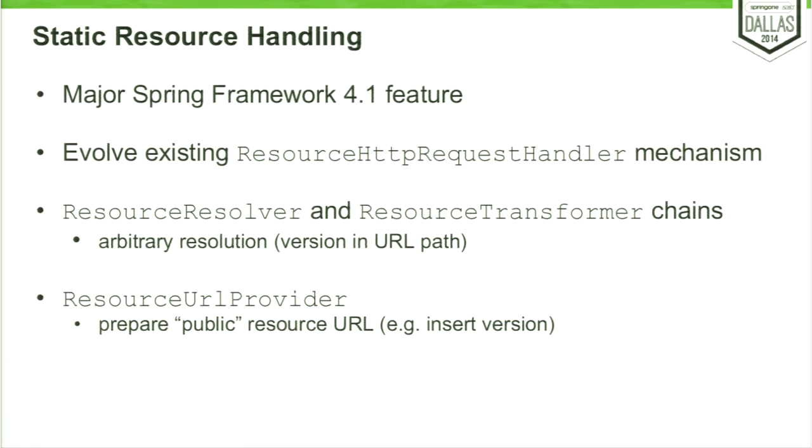So probably many of you know that we have the resource HTTP request handler, or a mechanism for serving static resources in Spring MVC, which basically means that you can take JavaScript or CSS files and you can serve them through Spring MVC. And they can be located on the class path. They can be located under the root of the web application. And that simple mechanism, of course, leaves a lot of things that still need to be solved.